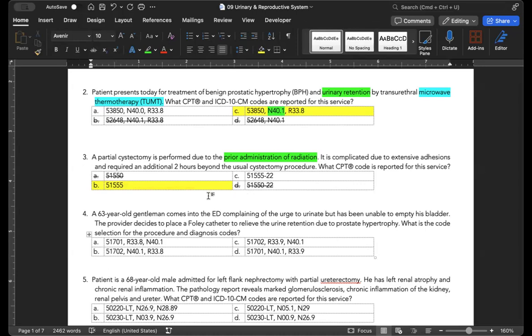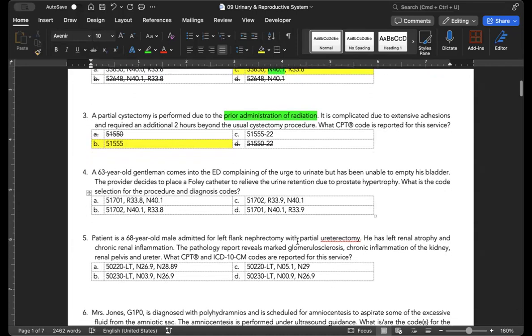Because again, the additional 2 hours is already included in the complicated portion of the procedure. Does that part make sense? So don't always assume that just because they do 2 additional hours, we're always going to add a 22. So the complicated 51555 is going to include that additional payment. Okay. Any questions on that one? I know that one's tricky. Okay.